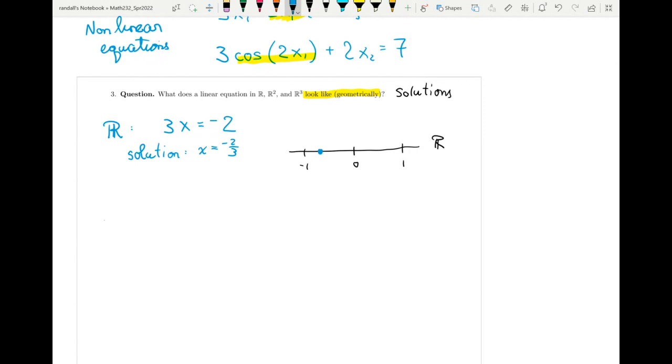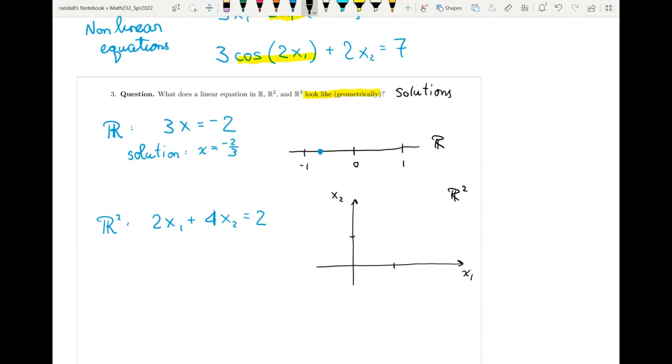Now in R2, we have two variables. Let me call them x1 and x2. So for example, a linear equation in two variables is this. That's one example. Now, if I draw my x1 and x2 axes in R2, we ask what points in R2 satisfy this equation, and we recognize that as a line. If I drew all the points that satisfied that equation, then I would get a line.